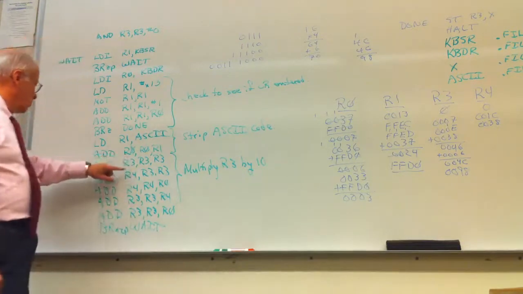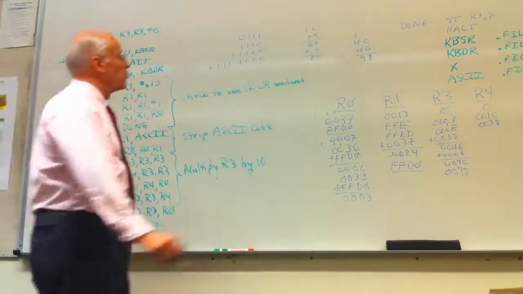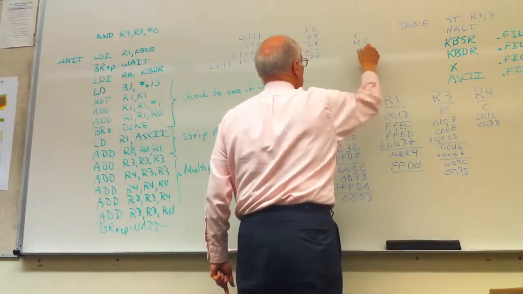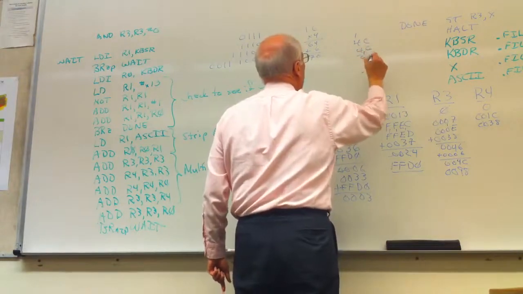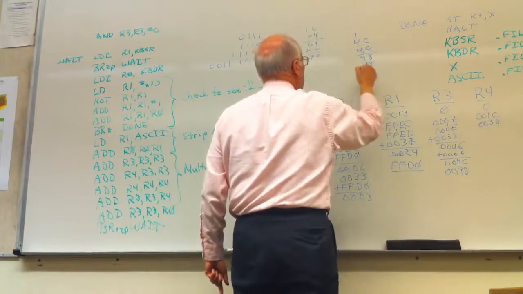Yeah, that's in register 3. Now I add that to itself and put it in register 4. 8 and 8 is 16. 10 and 9 is 19. That's 1 times 16 plus 3.